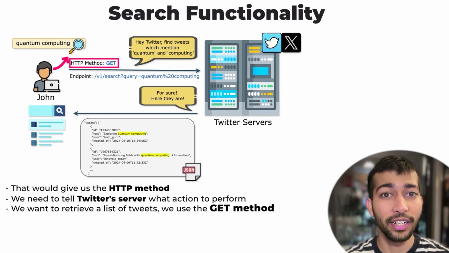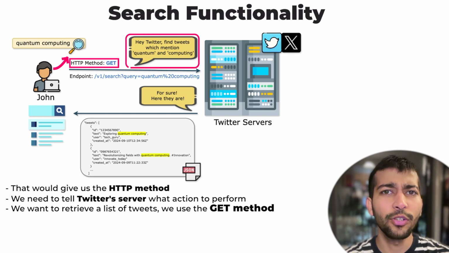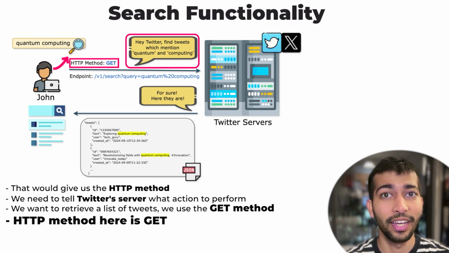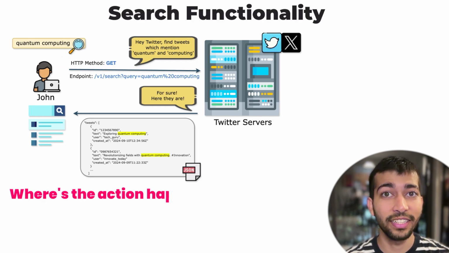Since we want to retrieve a list of tweets, we use the GET method. It's like telling Twitter, hey, give me all the tweets related to this search. So that is why the HTTP method here is GET. The second question we need to ask is, where's the action happening?